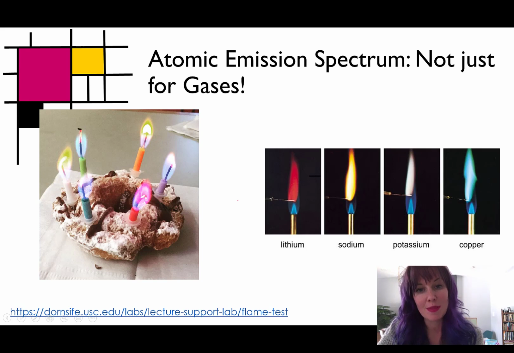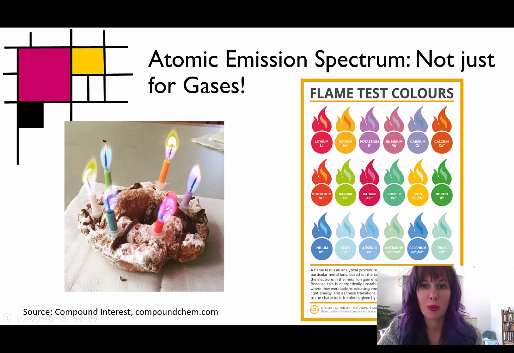But we can also see atomic emission for metallic salts, not just gases. So this is the flame test. It's the same concept. You have these different metals that when you excite them with a flame in this example, the electrons are excited to higher energy states, and when they relax back down, they emit these colors. So we get different emission spectra for different metals, and we can get these different colors. And these are some birthday candles that I bought from King Soopers that work based on atomic emission.